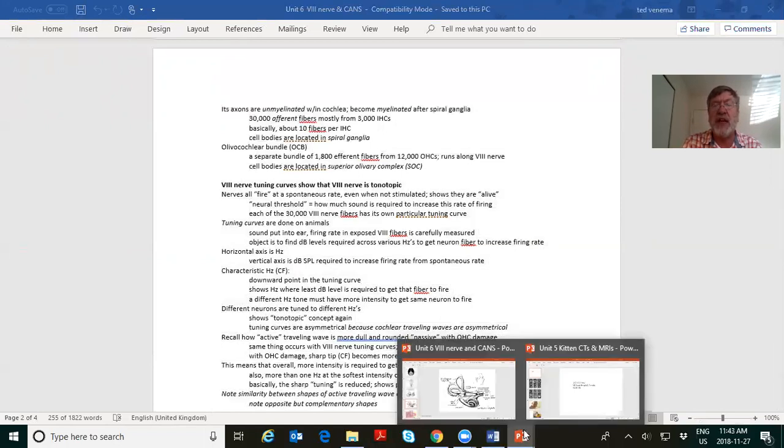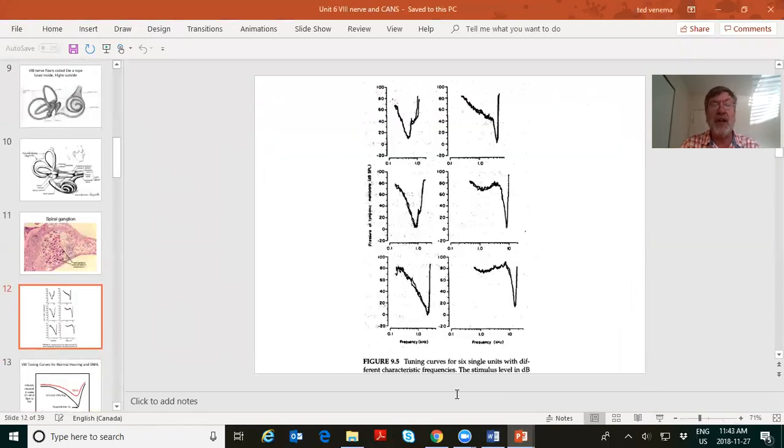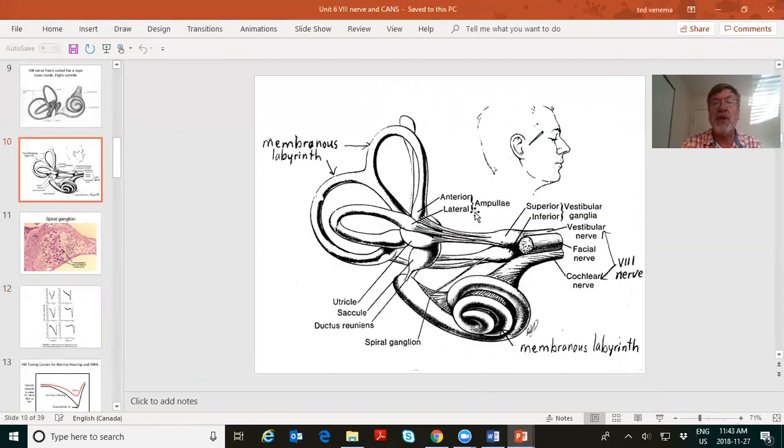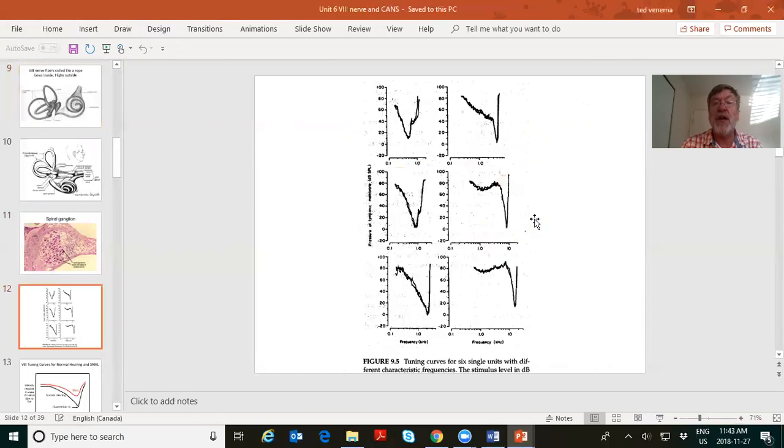Basically, it's just saying to us that each of the eighth nerve fibers has a tuning curve. So there's 6 tuning curves here. These might represent 6 fibers, 6 of these 30,000 fibers. Okay, you picked 6 randomly, and you found out that each of those fibers was tuned to one particular frequency.